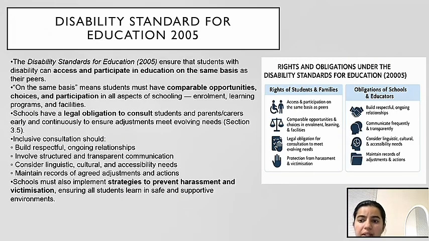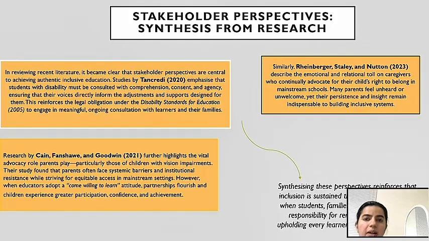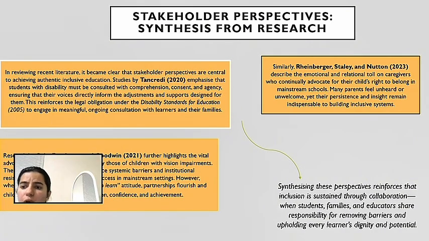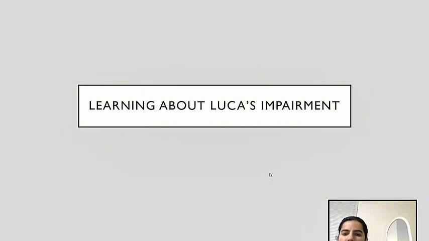We explain adjustments in accessible ways by building informed structures and transparent communication, considering linguistic, cultural, and accessibility needs, and maintain records of agreed adjustments and actions. By learning about other stakeholders' perspectives, we see what works for Luca, remove barriers proactively, and seek informed consent as supports evolve. This honors Luca's dignity and makes supports more effective because they are with him and not to him. Let's learn about Luca's impairment now.